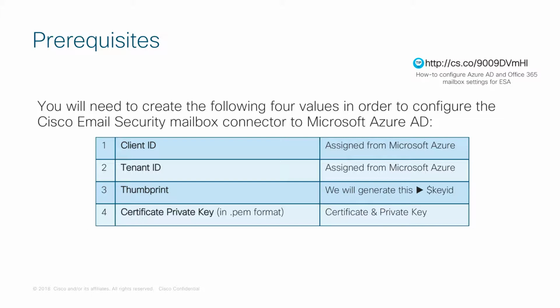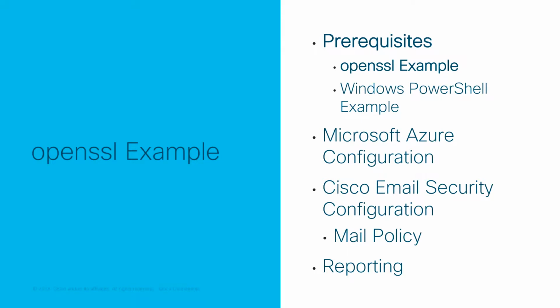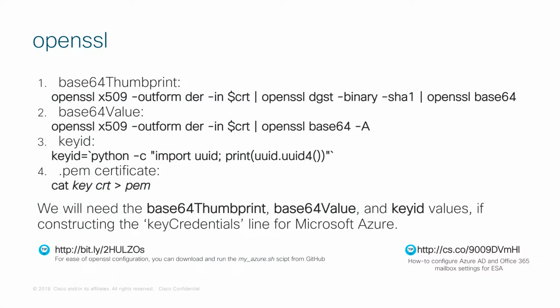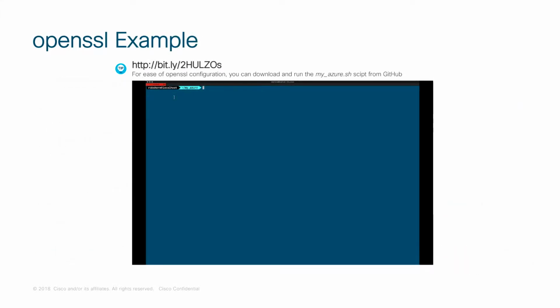Using our prerequisites, we will create the following 4 values in order to initiate API communication between Cisco email security and Microsoft Office 365. Let's take a look at using OpenSSL to get started. Using OpenSSL, you'll need to run the commands as shown to build the base64 thumbprint, base64 value, and key ID. You will also need to combine your certificate and private key to build the needed .pem certificate file, which will be used later during the email security configuration.